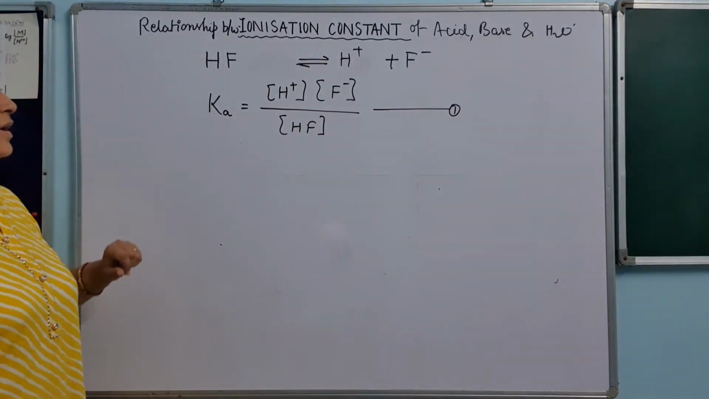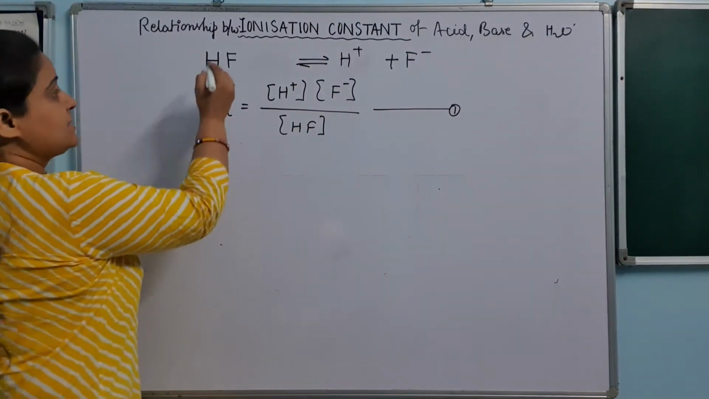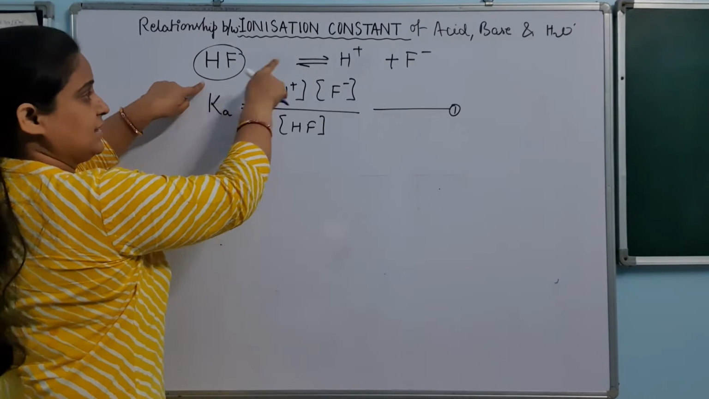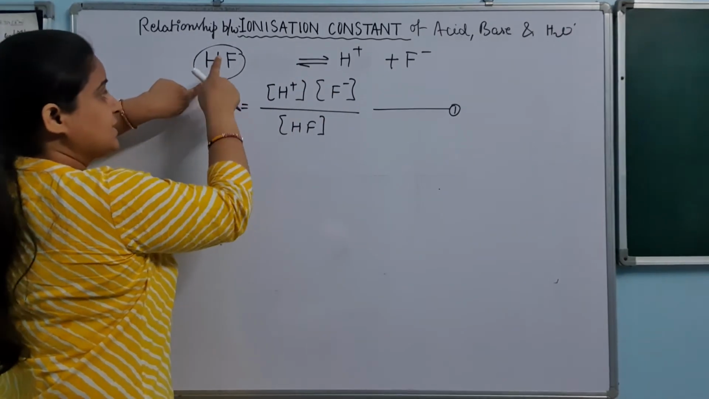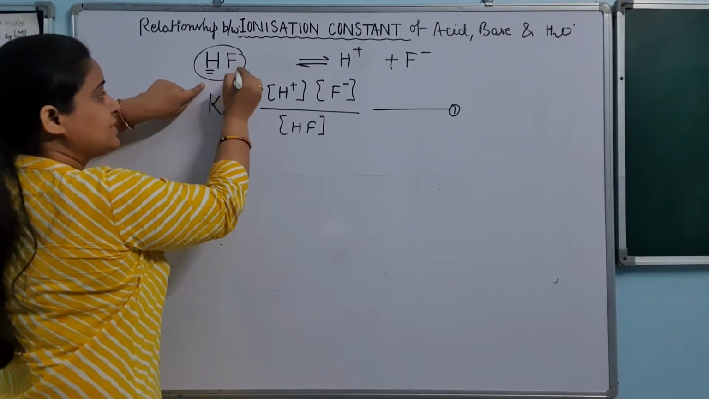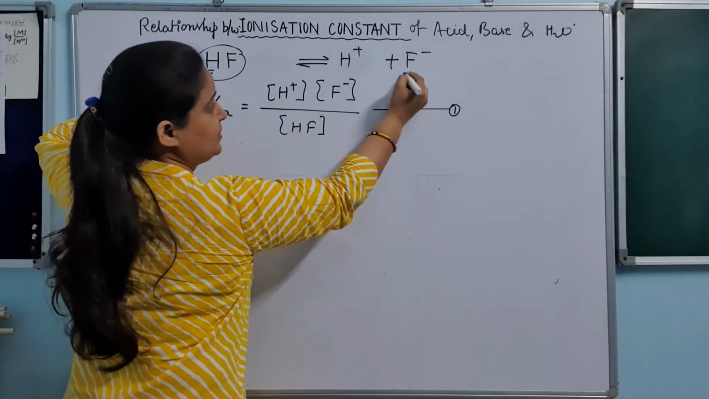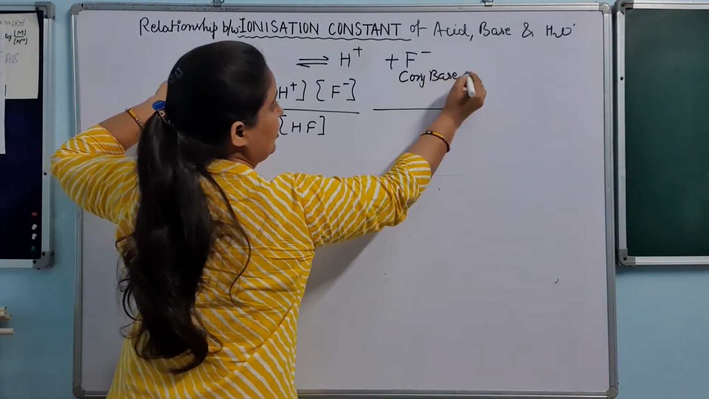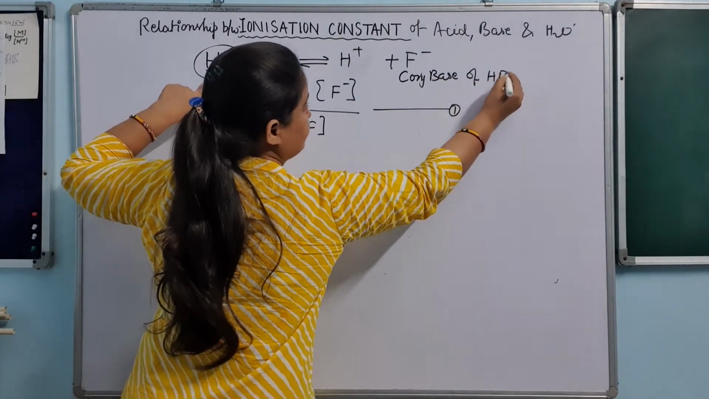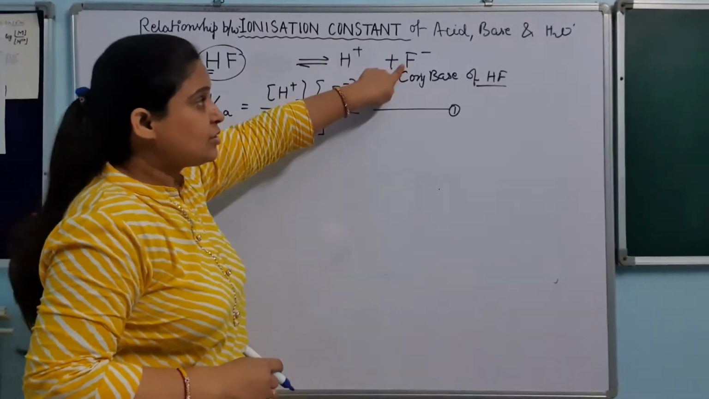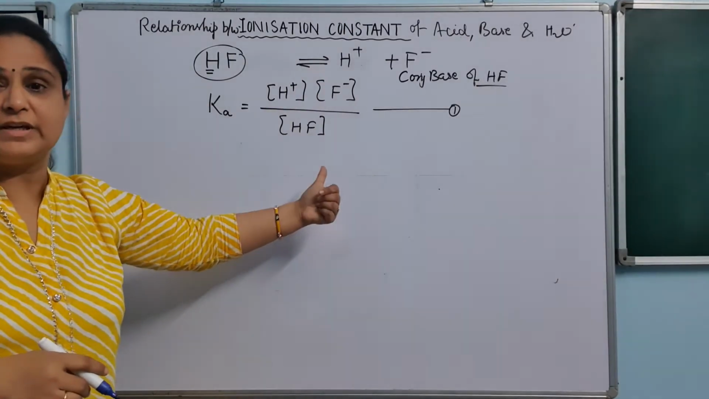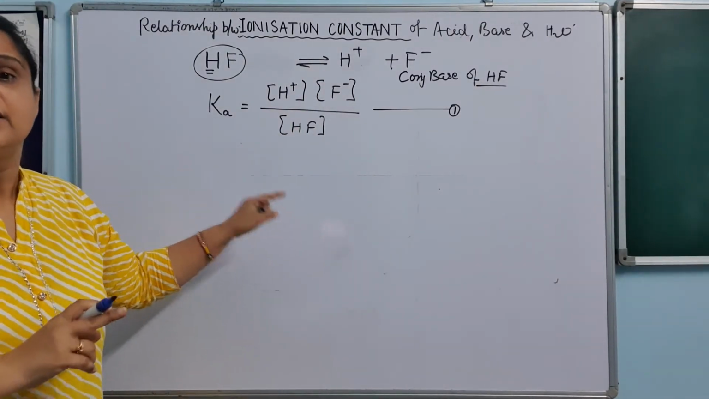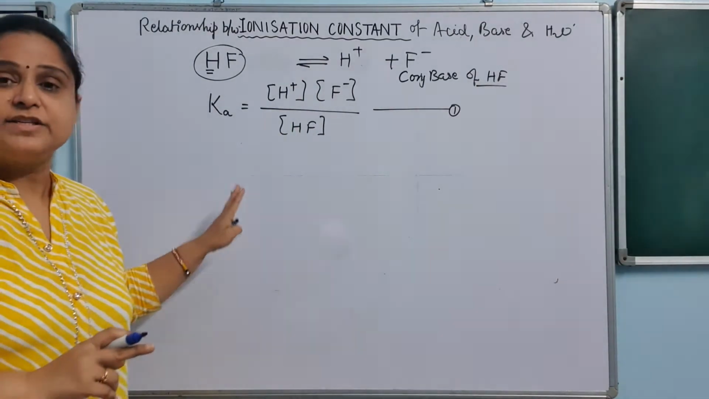ठीक है, now I am taking the conjugate. This is acid because it is releasing H plus. Acid में से H निकलने के बाद whatever is left out is the conjugate base. So this is conjugate base of HF. ठीक है, अब this conjugate base I'm taking and उस conjugate base का I'm going to take the ionization constant.